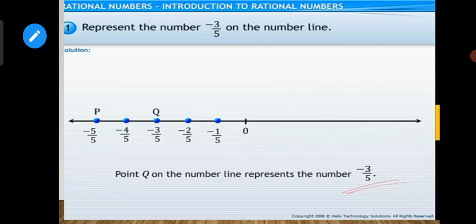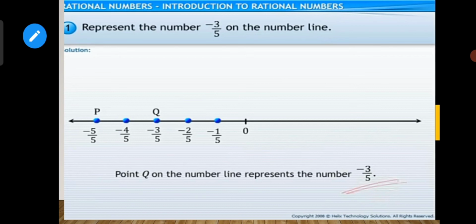Represent the rational number minus 3 upon 5 on the number line. As you can see here, minus 3 upon 5 is a negative number, so it will lie on the left of 0. As you know, negative numbers are always represented on the left side of 0. Since 3 upon 5 is also a proper fraction, it will lie between 0 and minus 1. So we have understood up to here that this number will lie on the left side of 0. Secondly, it's a proper fraction, so it will lie between 0 to minus 1.